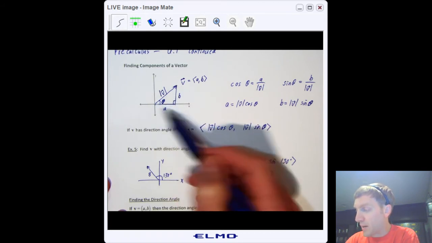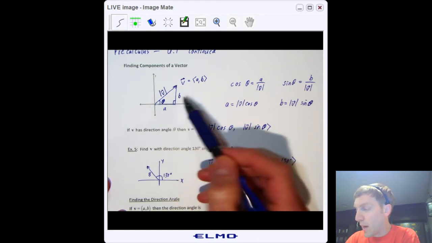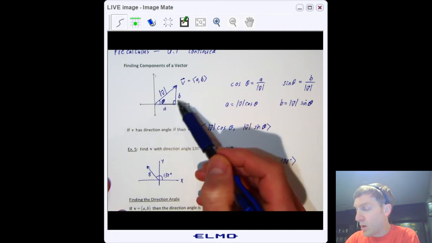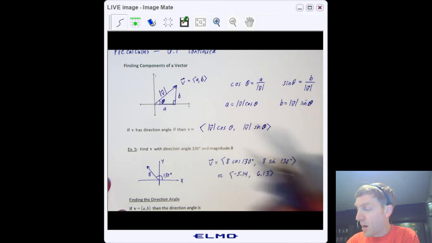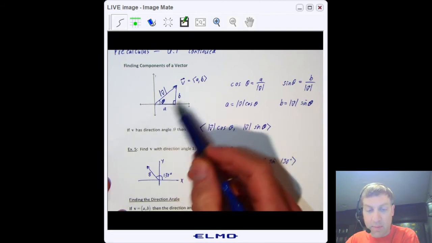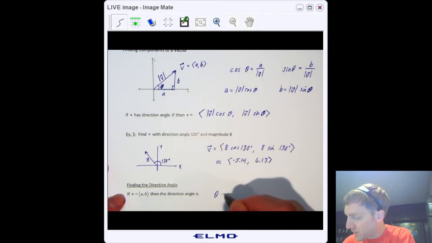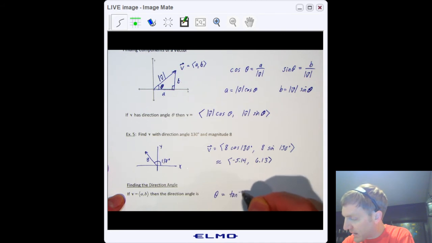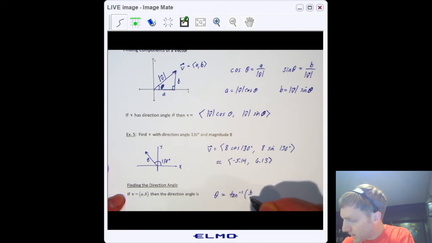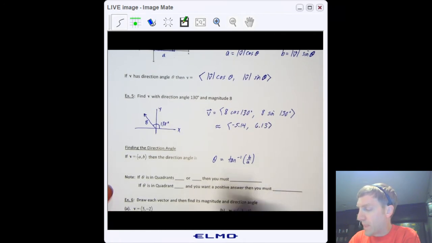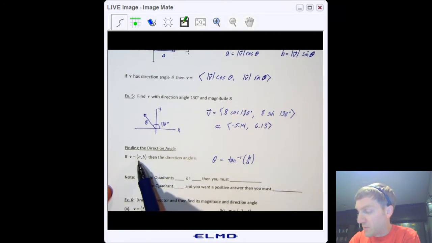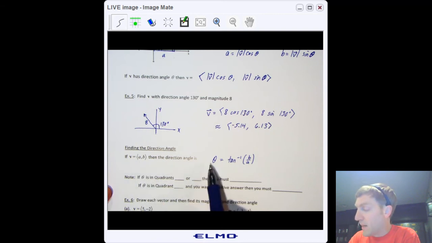We have a right triangle. What if you know A and B? How do I find theta? Well, since I'm using the opposite and the adjacent, I'm going to use the tangent. I'm going to say that tangent theta is B over A, or if I solve for theta, I'm going to use the inverse tangent. So theta is the inverse tangent of B over A. So if I'm given a vector V in component form A, B, the angle theta is inverse tangent B over A.